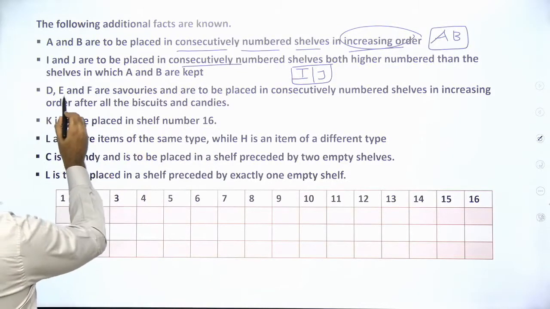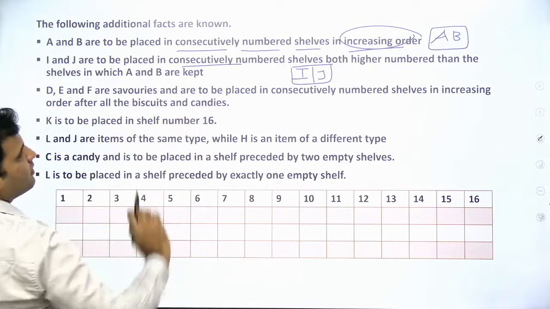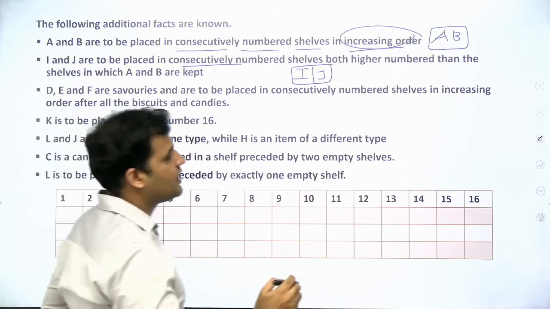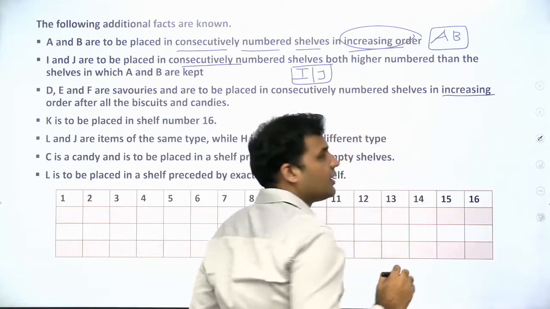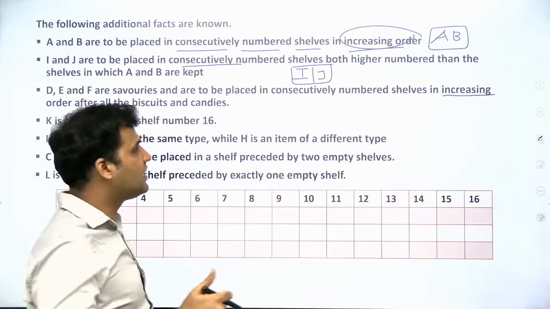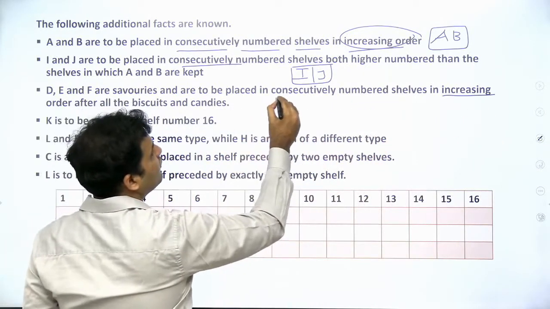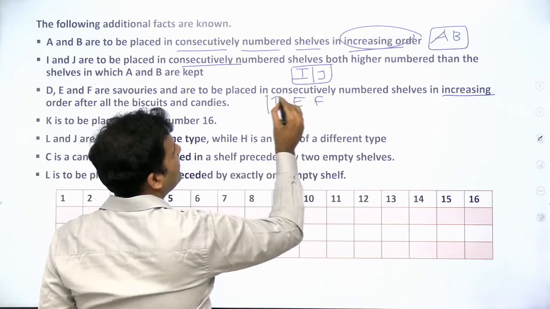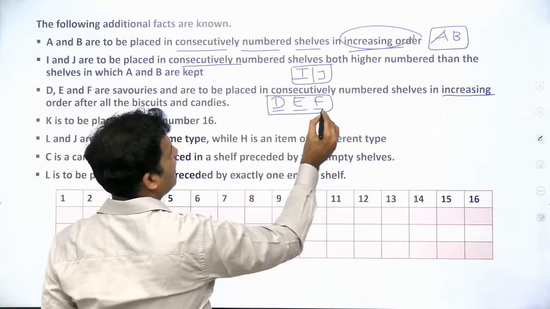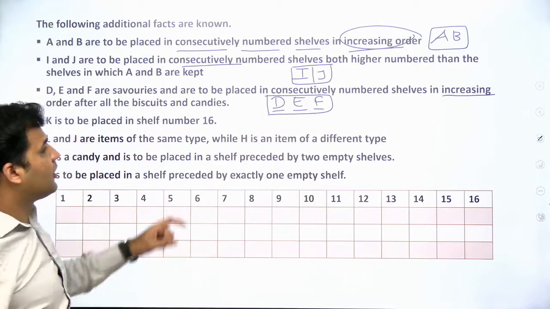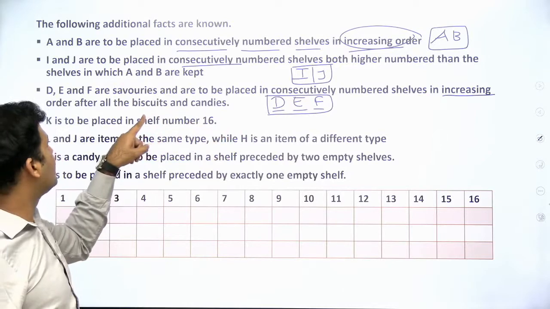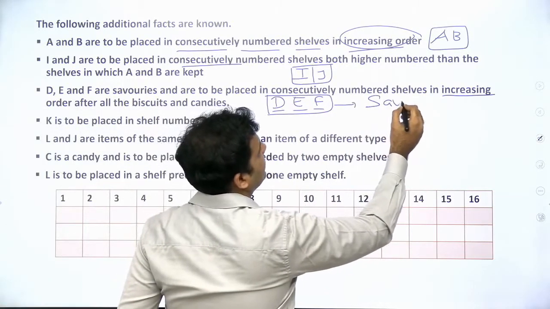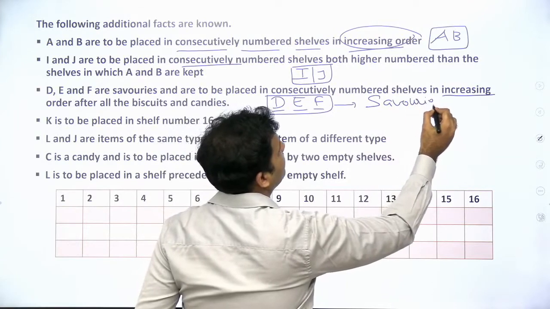Third, it says D, E, and F are savories and are to be placed in consecutively numbered shelves in the increasing order. Now again, guys, you can see that it is mentioned over here. They are supposed to be arranged in the increasing order. That means first it will be D that will be coming, then it will be E, and then will be F. So they will be placed on these three shelves like this, because it is mentioned that it's in increasing order. And all these three types of items are savories, guys, right?